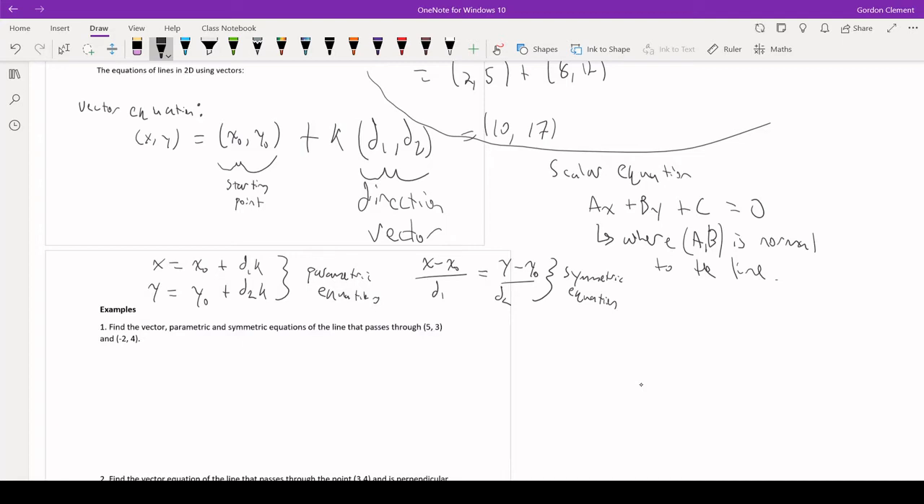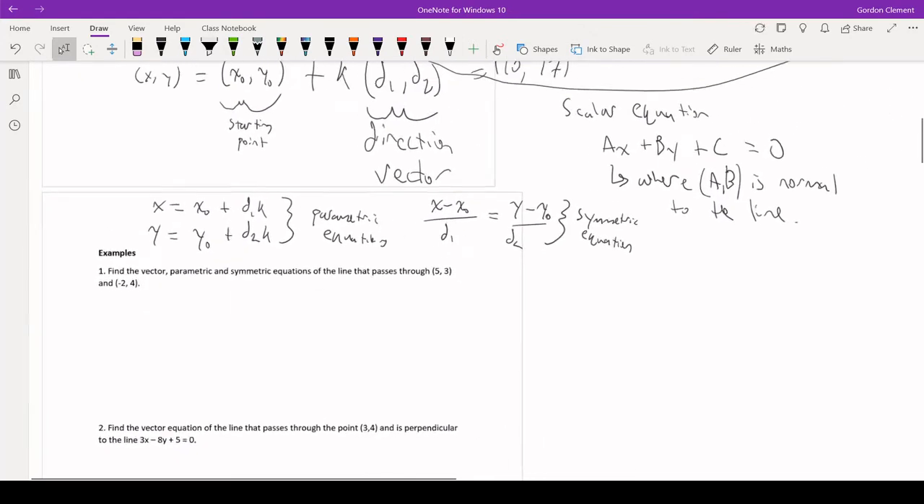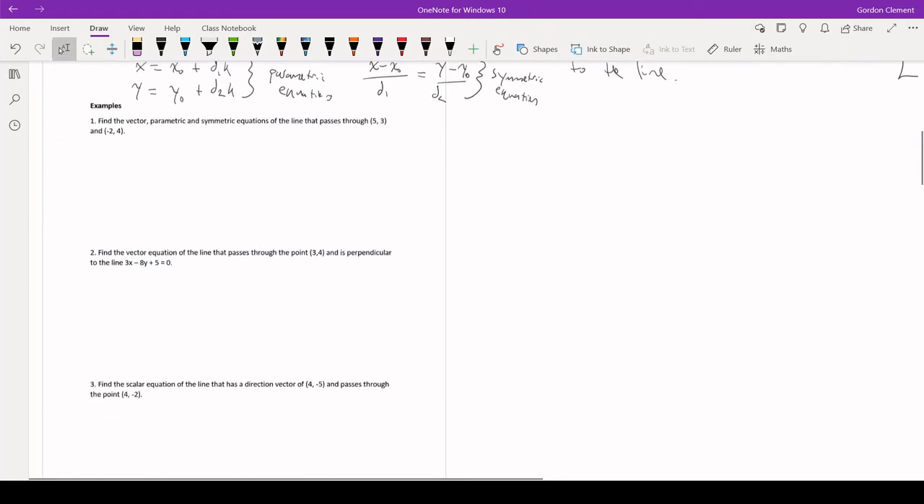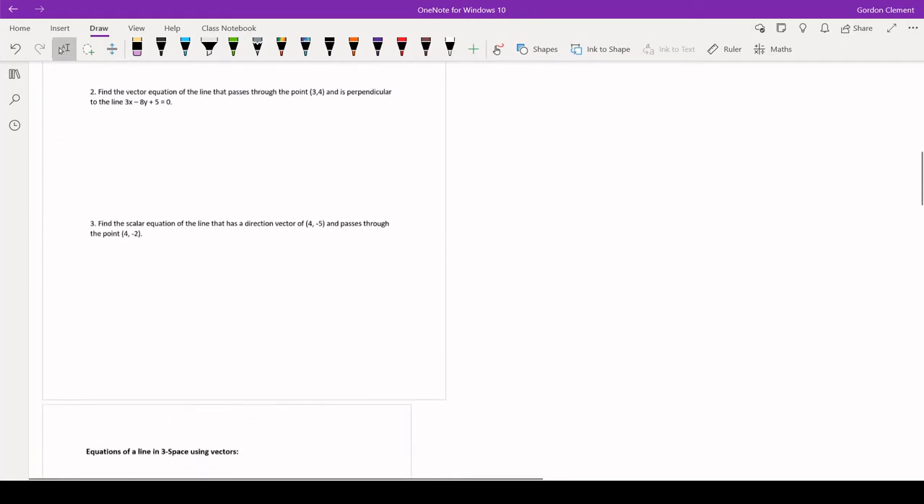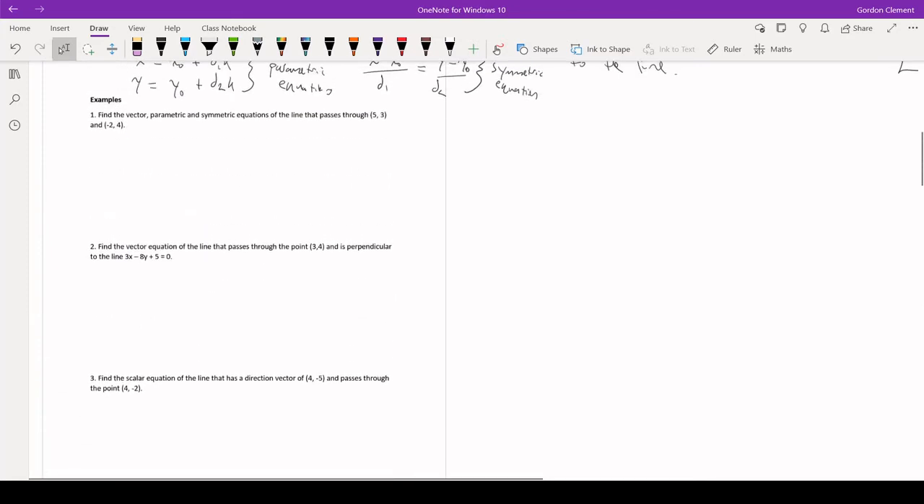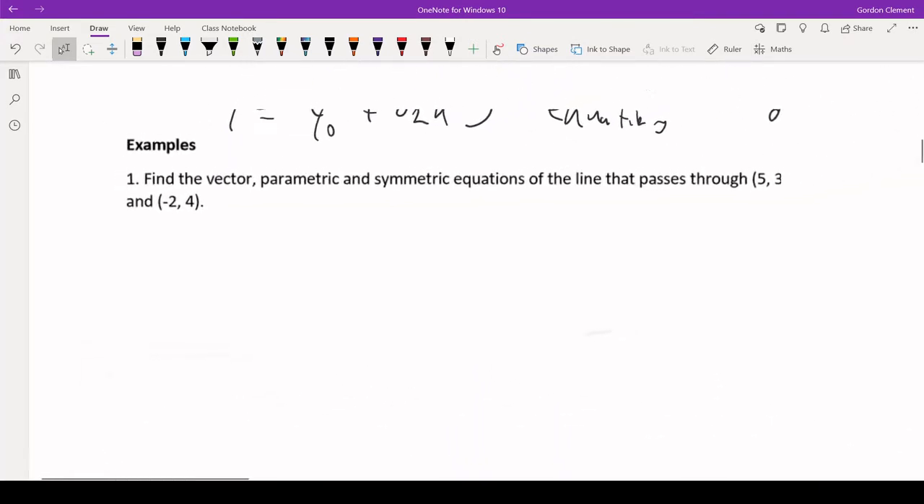Okay. Armed with all that information, see if you can take a swing at these three example questions. You can pause the video, take a swing at them, and then we'll talk about 3D lines in a second. Ooh, we've got more ground to cover. Told you these lessons were longer.